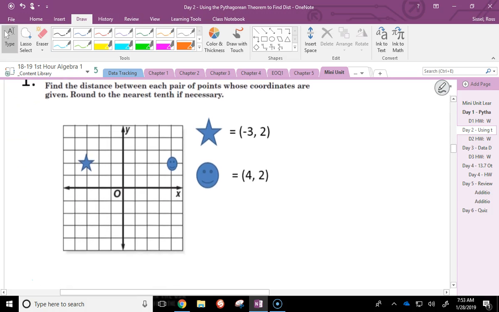Now, let's see if I can trick anyone. How about this first one? Without shouting out your answer, it says, find the distance between each pair of points whose coordinates are given. Round to the nearest tenth, if possible. Don't shout it out, but go ahead and find the distance between these two points. When you have it, you may raise your hand so I can see who is ready.